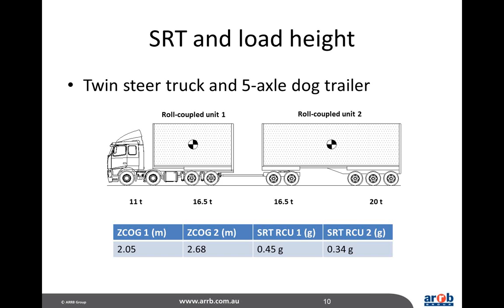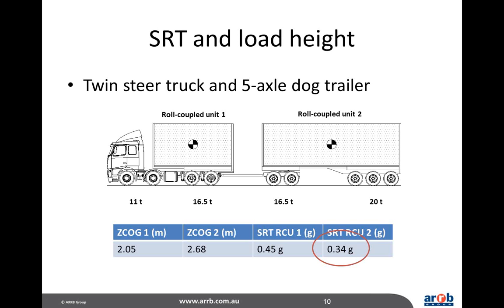Now the rigid truck has an overall lower centre of gravity than the trailer, and that's because of the weight of the chassis of the truck itself, which is higher than the trailer. And so that's why we have two different static roll threshold values here. SRT for RCU1 and for RCU2, they are different values. And you can see here that the trailer, being roll coupled unit 2, has a much lower static rollover threshold than the truck does.